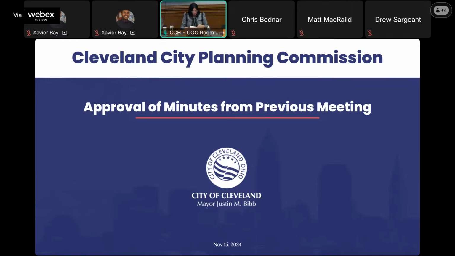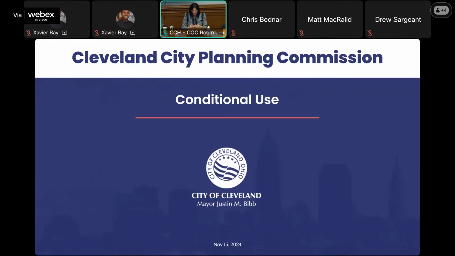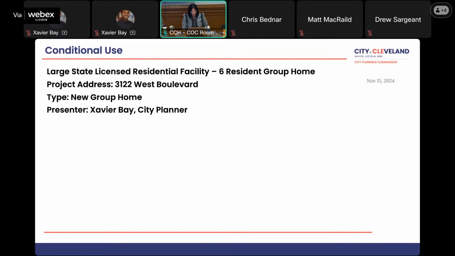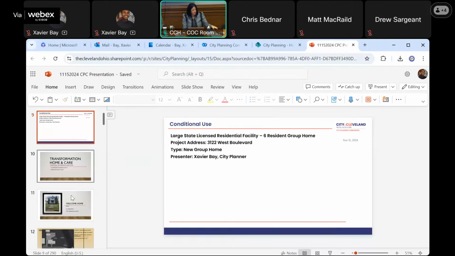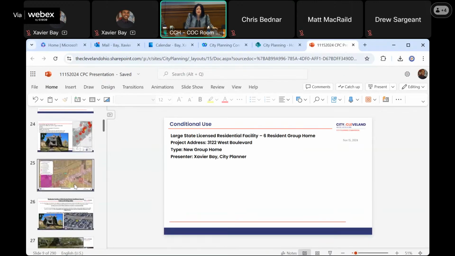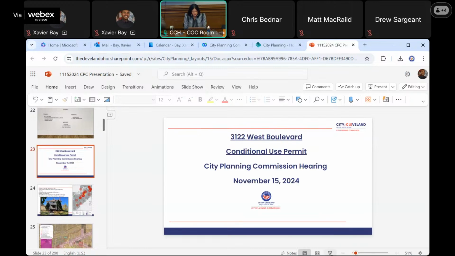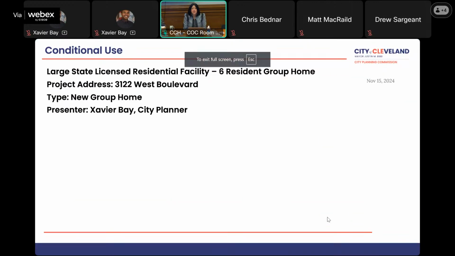Okay, first item is zoning matter, conditional use permit, the large state licensed residential facility, the 6 resident group home at 3112 West Boulevard. This is the only zoning matter. So first, we're gonna hear from staff, who will make a presentation about this matter. Second, we will hear from any of the project representatives, or it could be council person. Then we'll open it up for public comment.